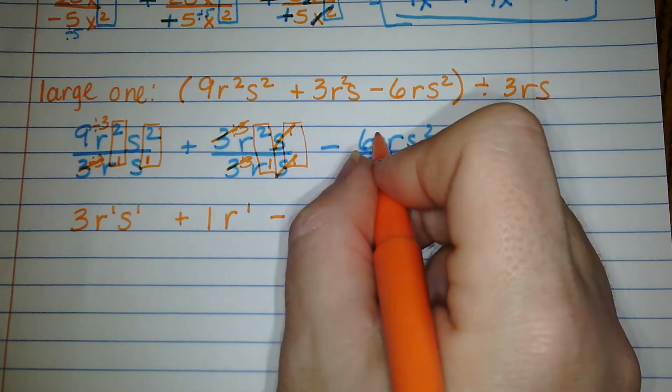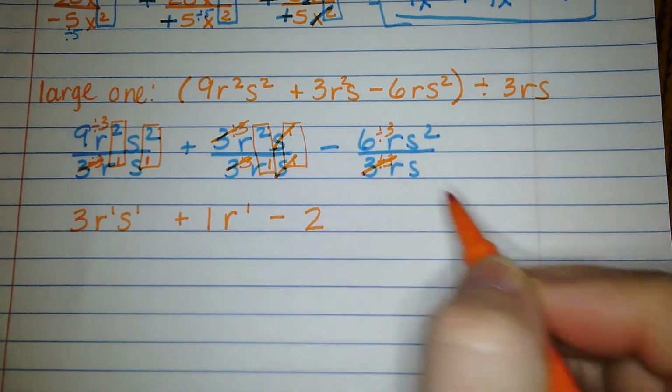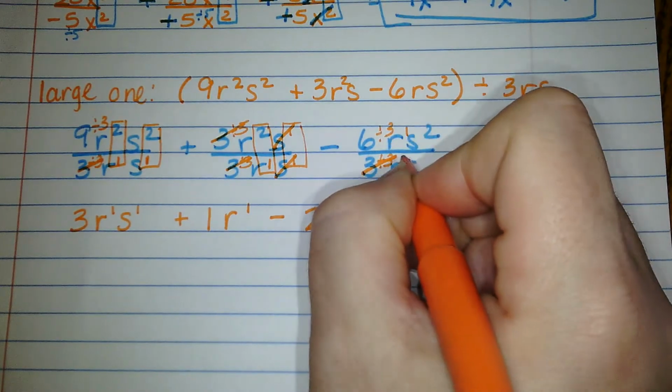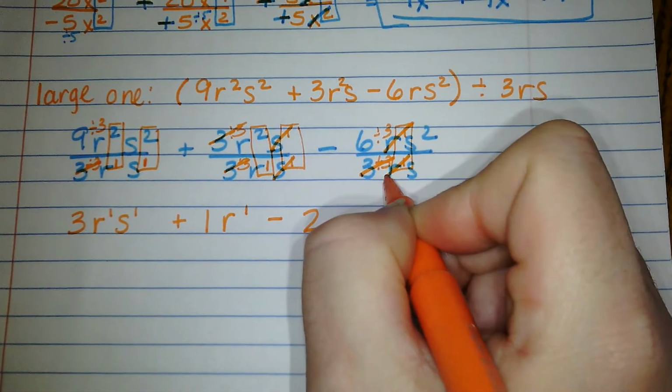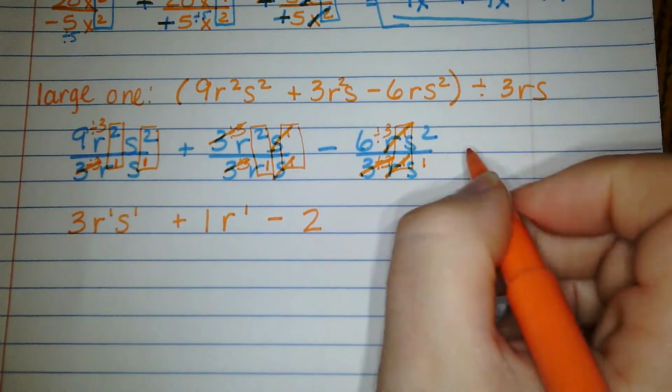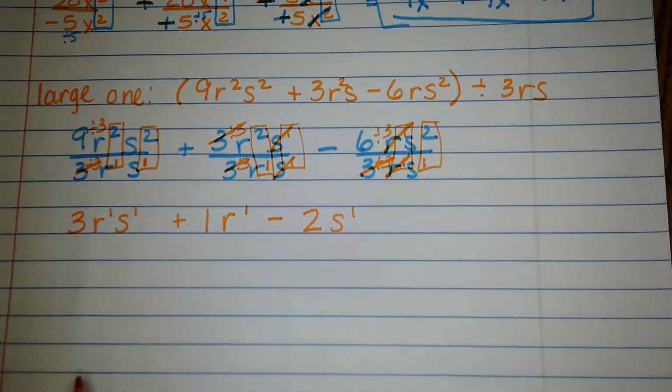Divide top and bottom by 3. 6 divided by 3 is 2. 3 divided by 3 cancels. You have r to the first over r to the first. That subtracts to give you 0. So those cancel. And you have s squared over s to the first. And 2 minus 1 is just s to the first.